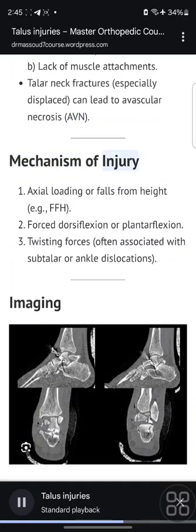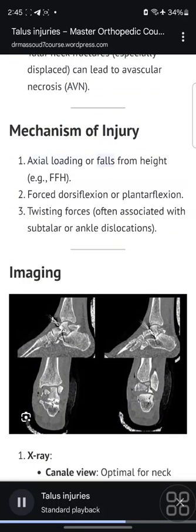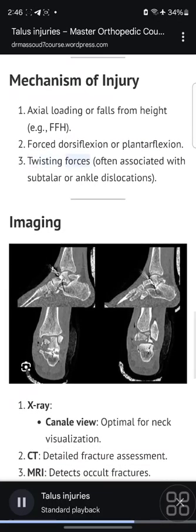Mechanism of injury. 1. Axial loading or falls from height, e.g., FFH. 2. Forced dorsiflexion or plantar flexion. And 3. Twisting forces, often associated with subtalar or ankle dislocations.